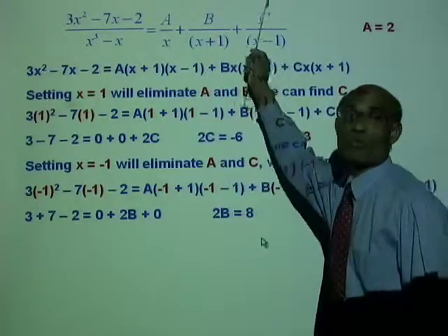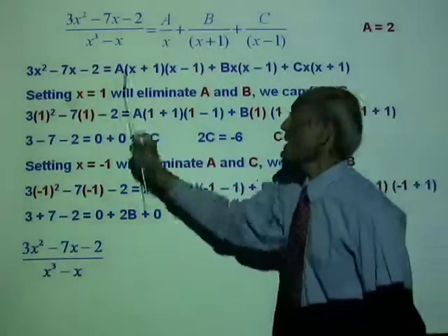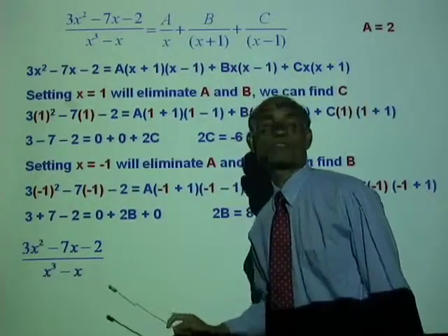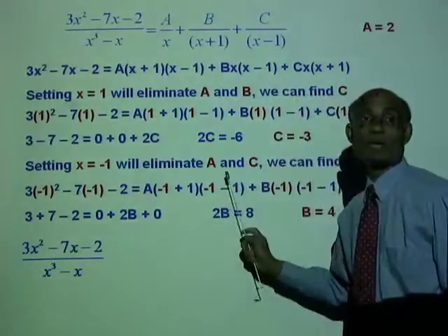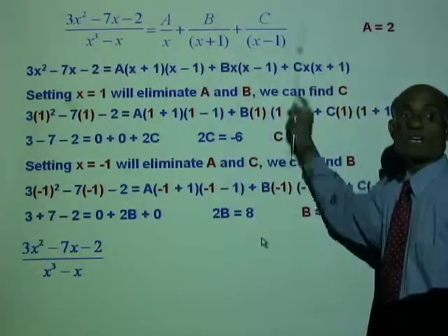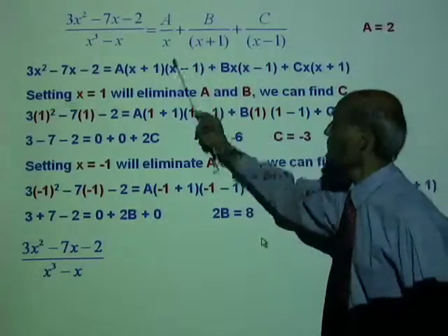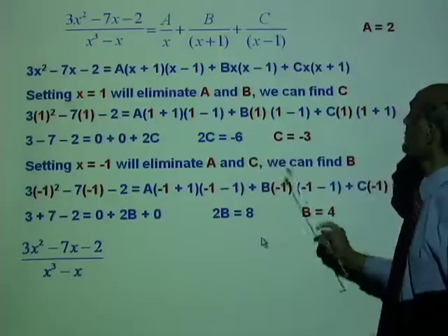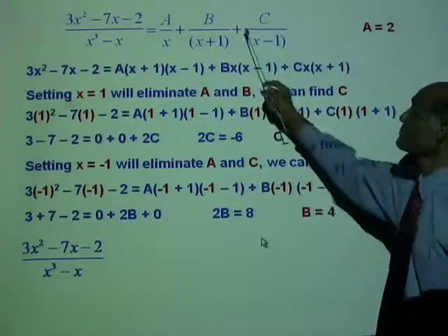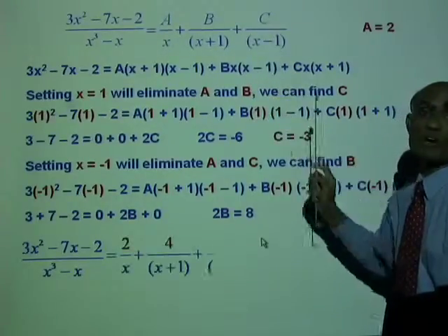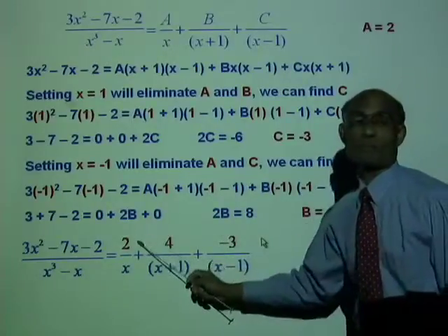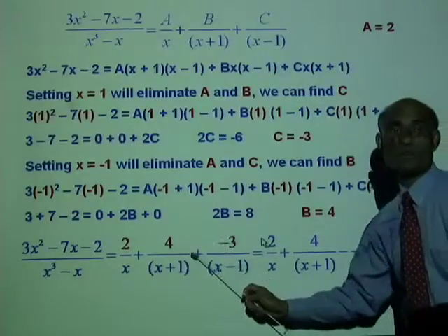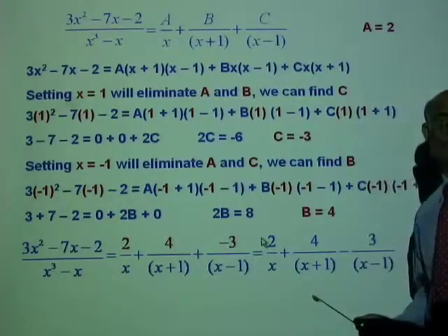Therefore, let's write down what this expression is. So we have 3x squared minus 7x minus 2 all over x cubed minus x now becomes A over x, which is 2 over x, plus B is 4 over x plus 1, and C is negative 3, will be minus 3 over x minus 1. Replace your A, B, and C, and that's equal to, that minus will make this sign negative.